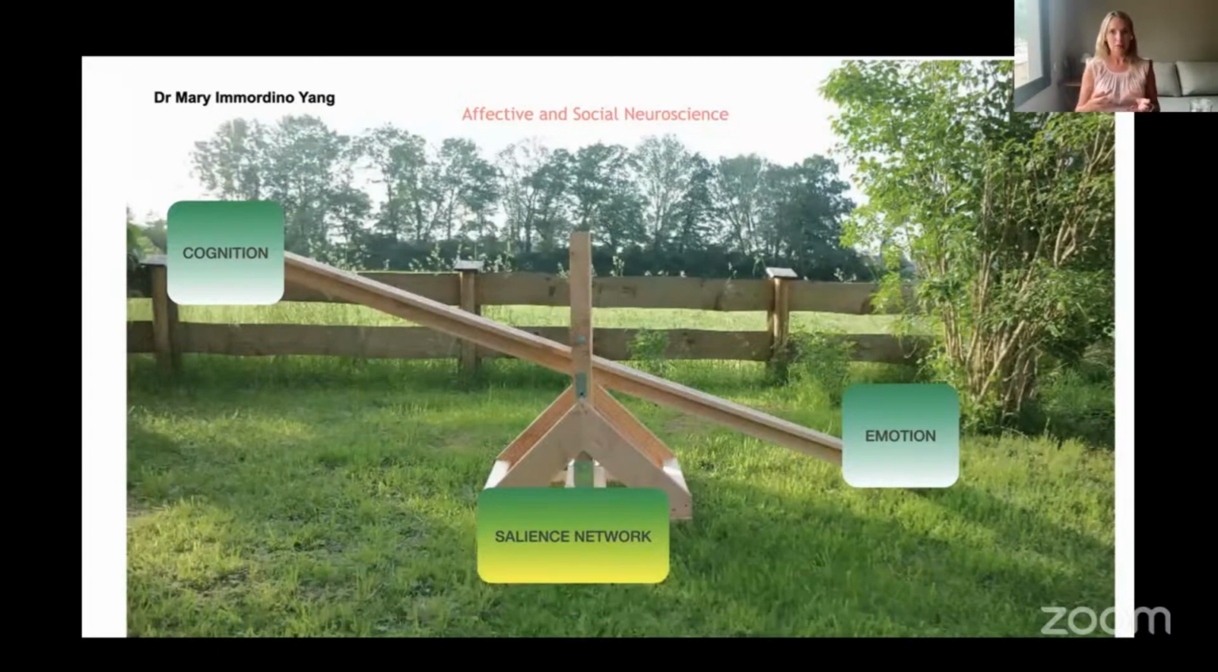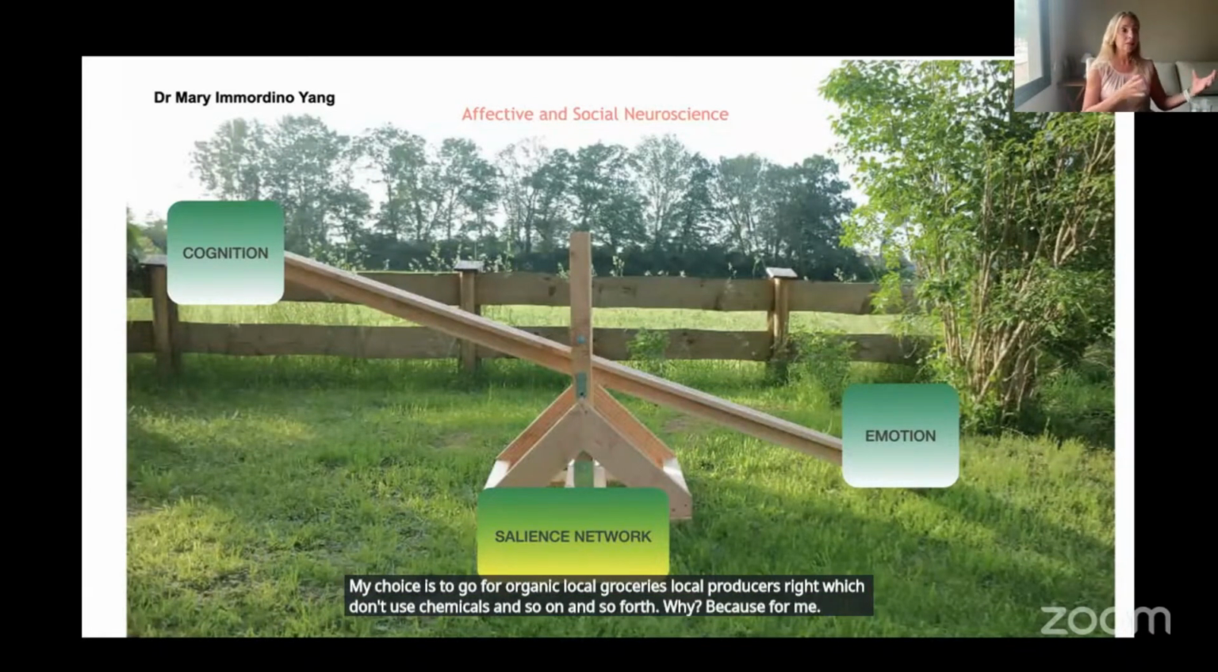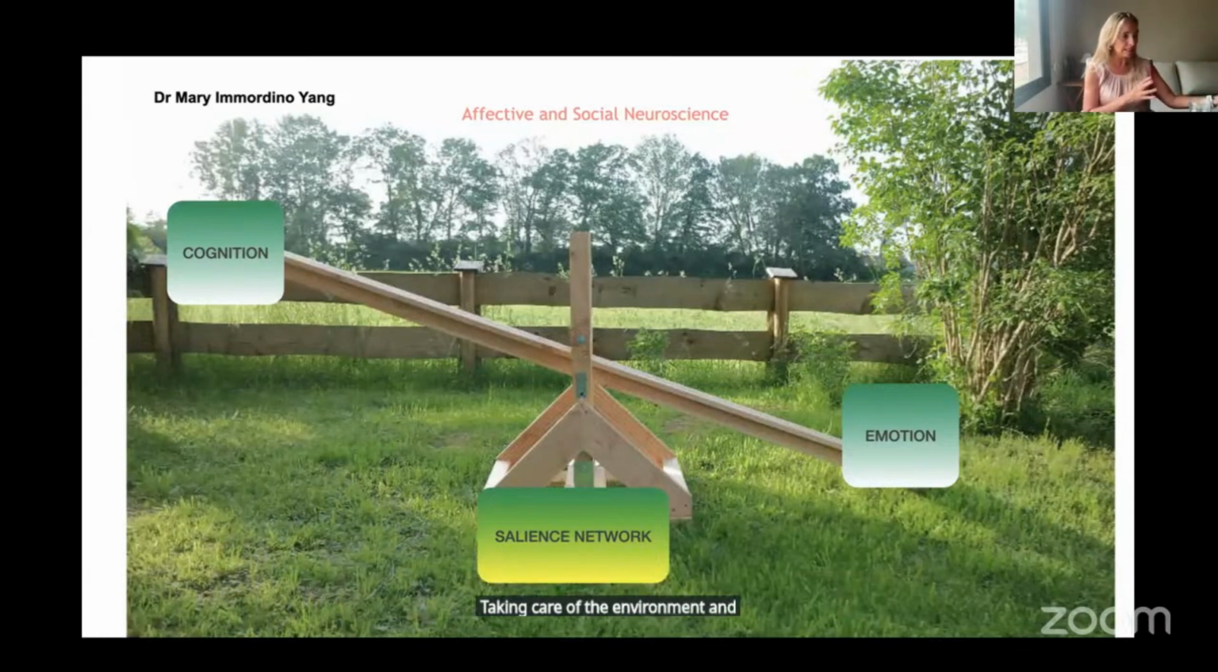So, for example, for me, taking care of the environment is a value. Okay? Is a value. So when I go to the supermarket and I have to pick up apples for my family, my choice is to go for organic, local groceries, local producers, right? Which don't use chemicals and so on and so forth. Why? Because for me, taking care of the environment and helping local communities is an important value in my life. So this is my salience network in action.